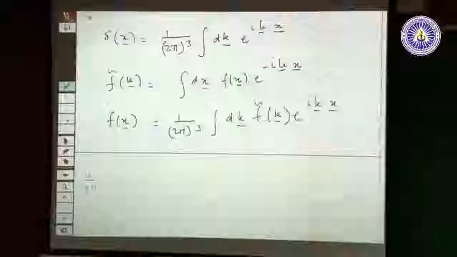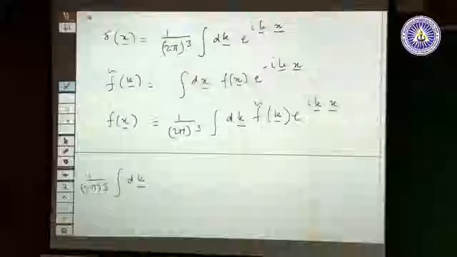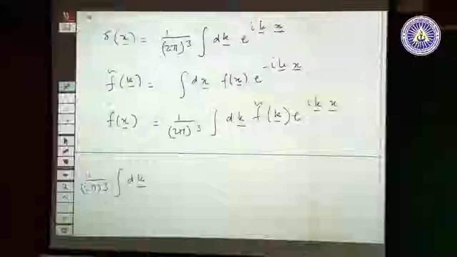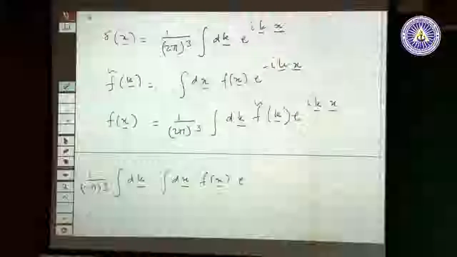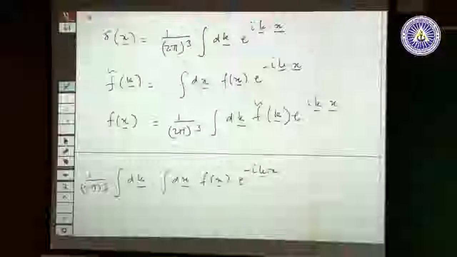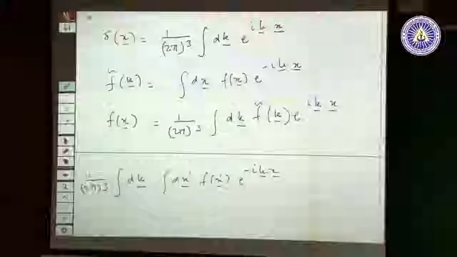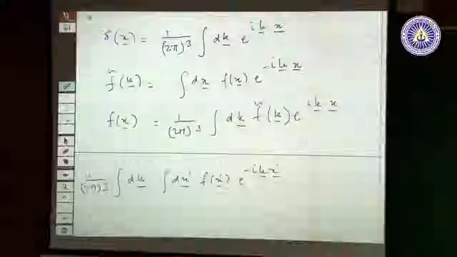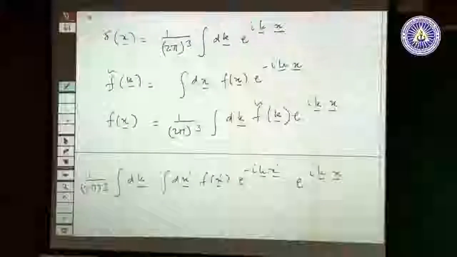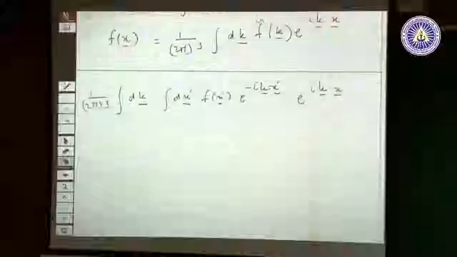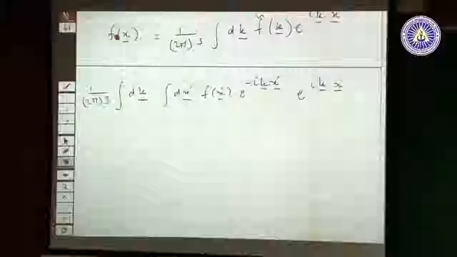So, 1 over (2π)^3 integral dk, and for f tilde of k I will substitute the expression I have above, which is integral dx' f(x') e^(-ik·x'), and we will call it x' because it is a dummy variable inside an integral, times e^(ik·x). Now, we can switch the order of integration around and bring the x integral out and take the dk integral in.